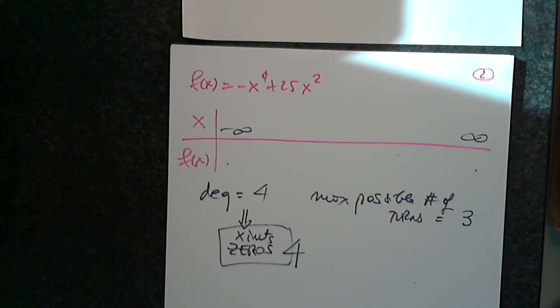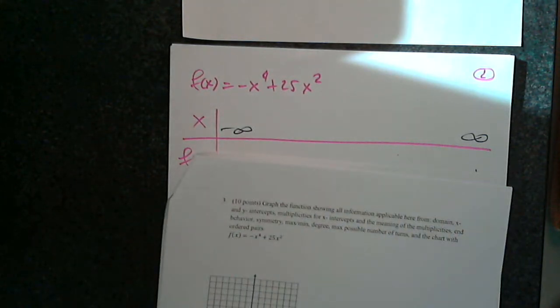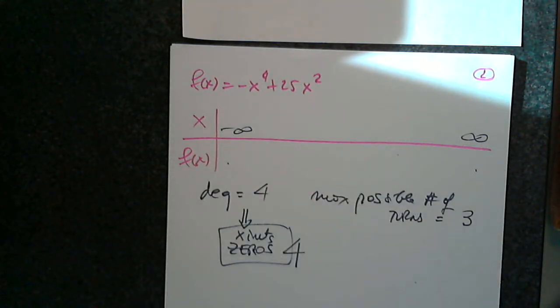Are we going in order? No, we just want to fill the table. Okay, it's a very good point. So we determine the domain. We are looking at the end behavior. We already discussed the maximum possible number of turns. We discussed the degree. So now we want to find the end behavior. What is the end behavior?